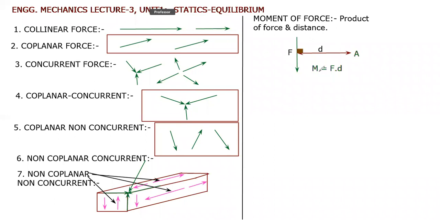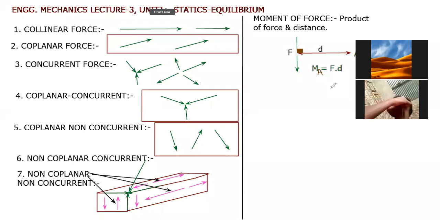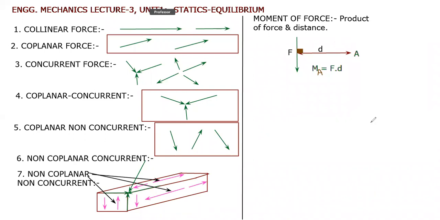This moment is calculated at point A. Moment of force F calculated at point A. So remember this thing. And the condition is that the distance must be perpendicular between the line of action of force and the point at which you want to calculate the moment. That distance must be perpendicular. Then only you will get the exact moment of that particular force about that particular point. So this is the important concept of this moment.